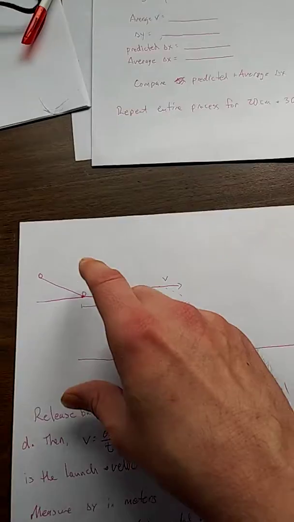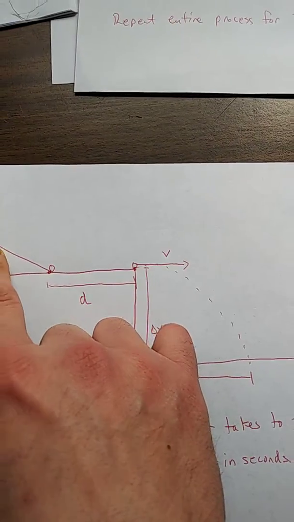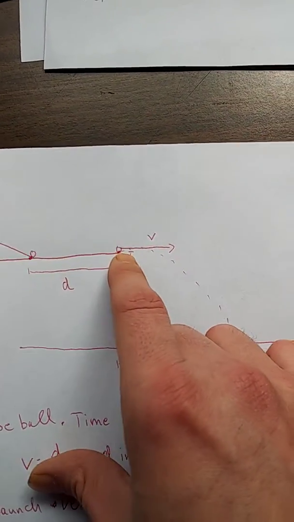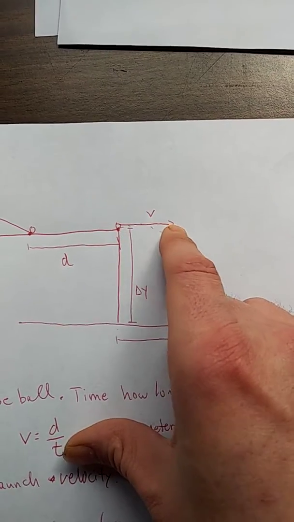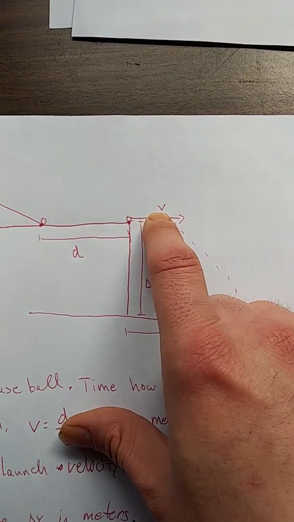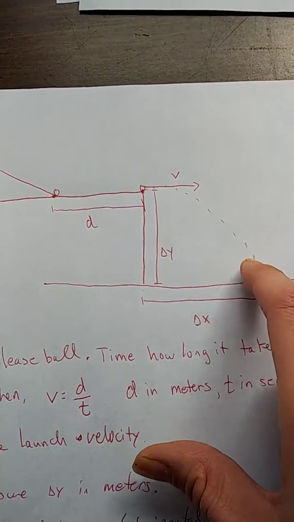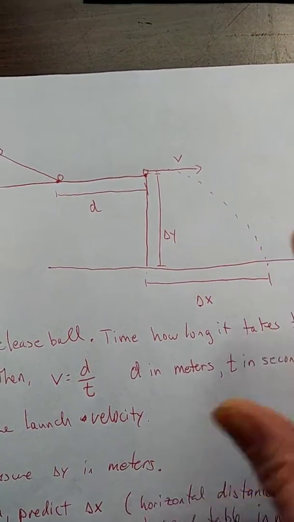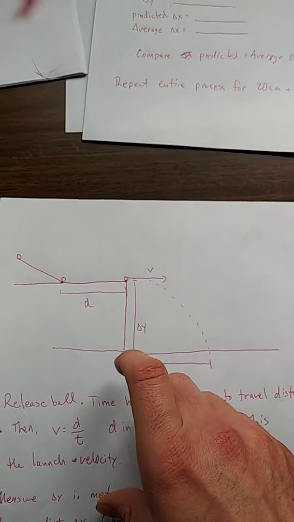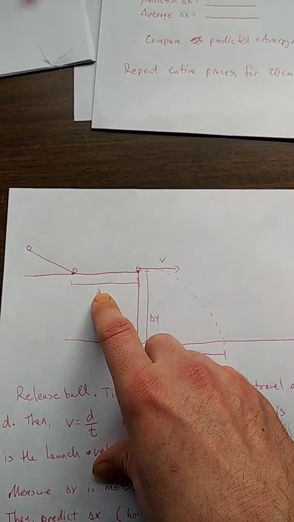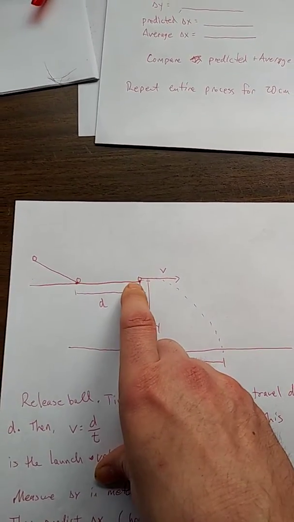Okay, so on the diagram, we've got the ramp where the ball is going to be released, and then a flat part of the table, and then it's going to launch at some speed, velocity v, and then the ball is going to travel some distance and land. Okay, so the different variables we have here is d, so you need to measure that in meters.